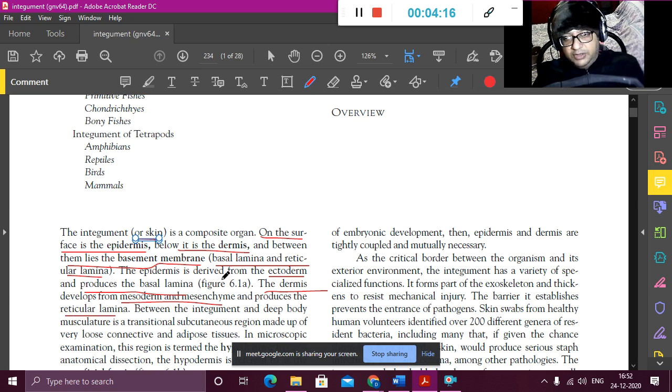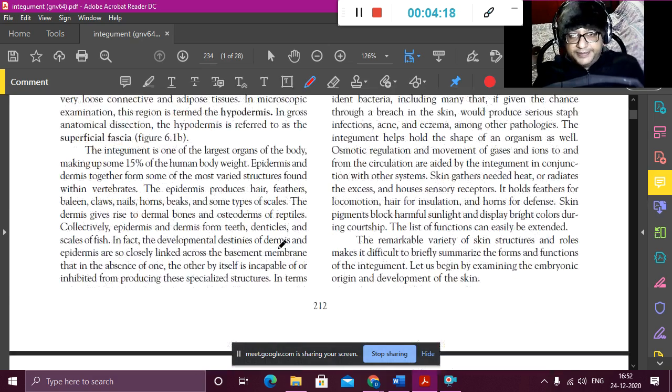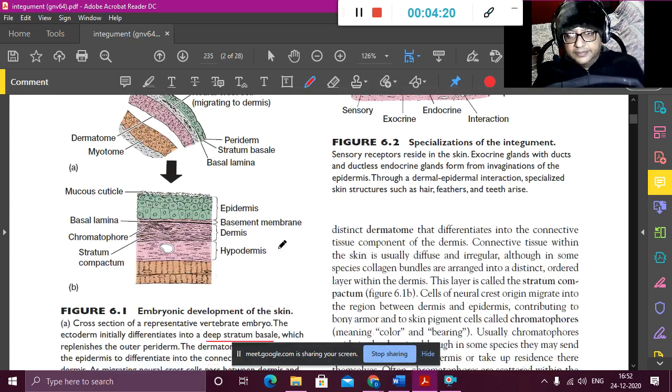So let us have a look at figure 6.1. You have the epidermis here, and you have the basement membrane, and below that you have this region. Let me increase the size.